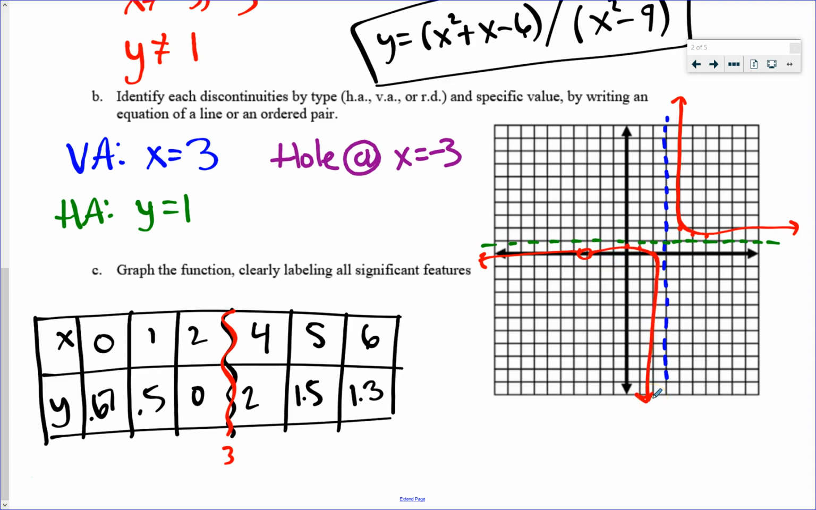All right, that is where we have a break in our rational function. You can draw the hole. If you want to put an obvious break in your graph, you can. I like to draw the hole, though. It's more obvious.